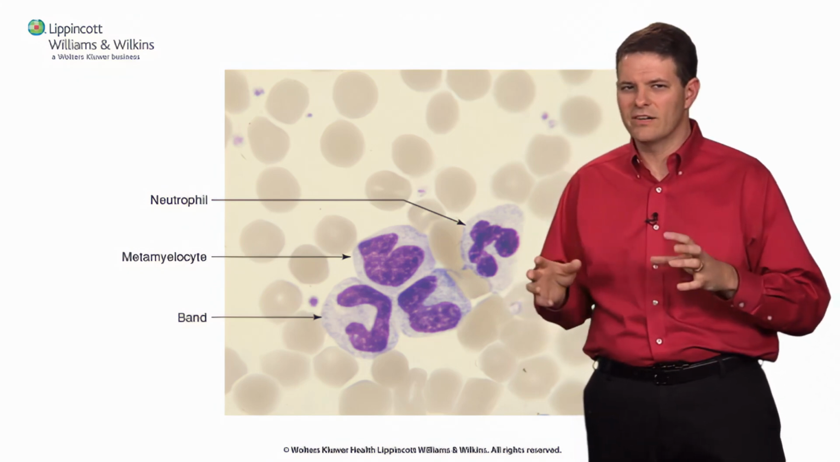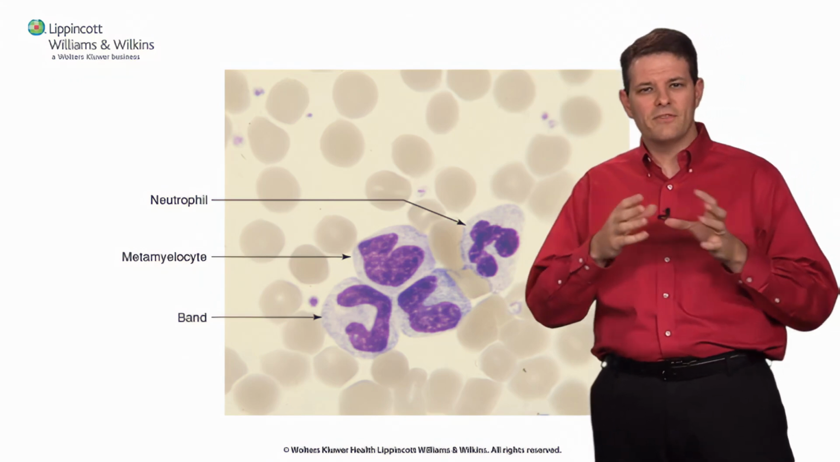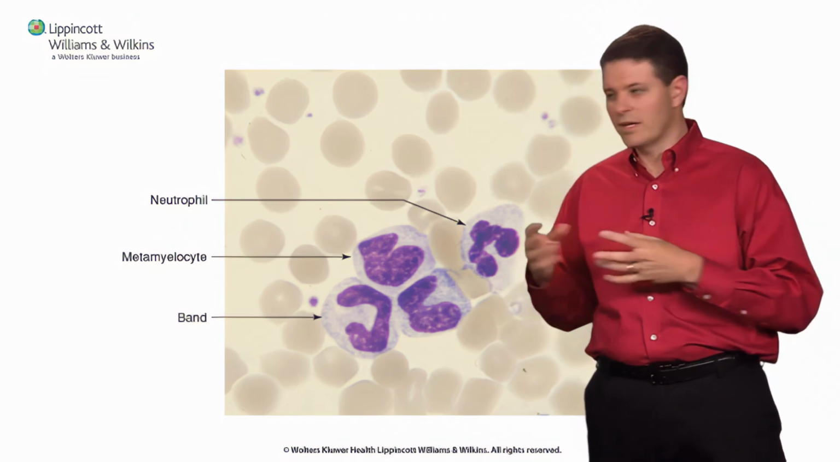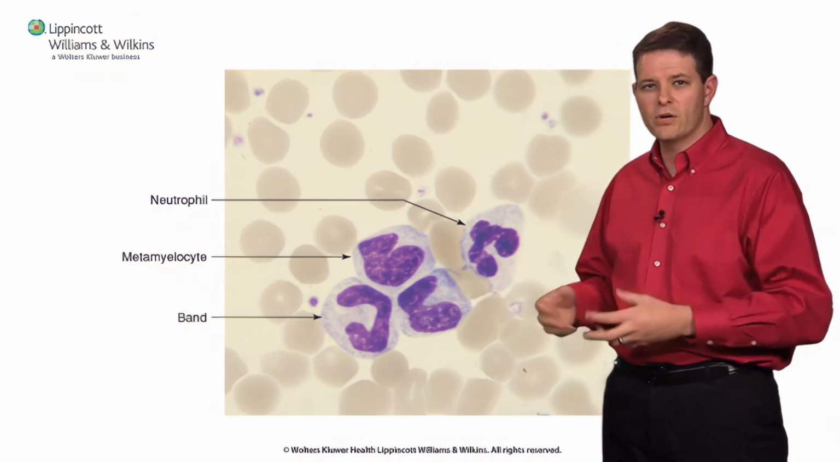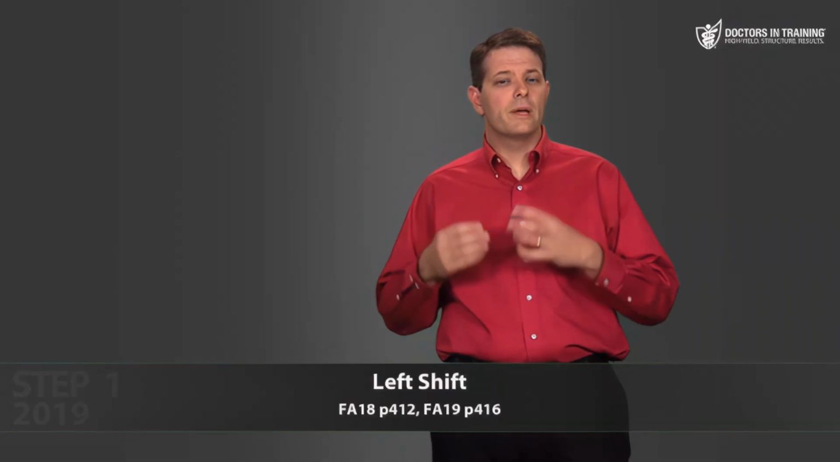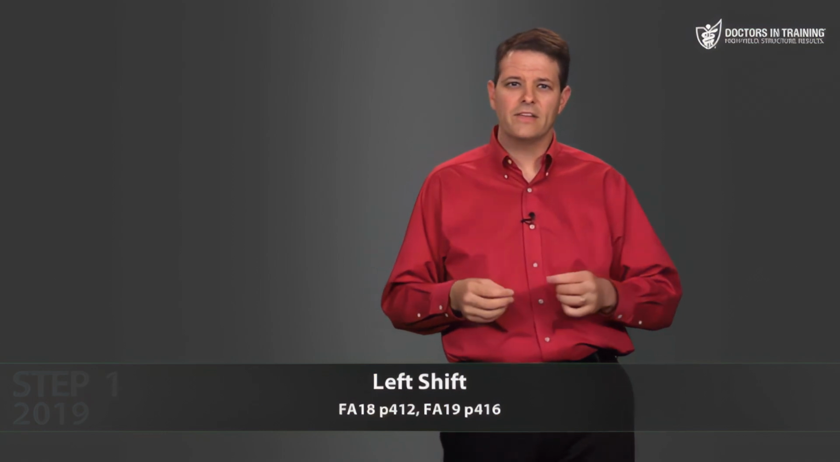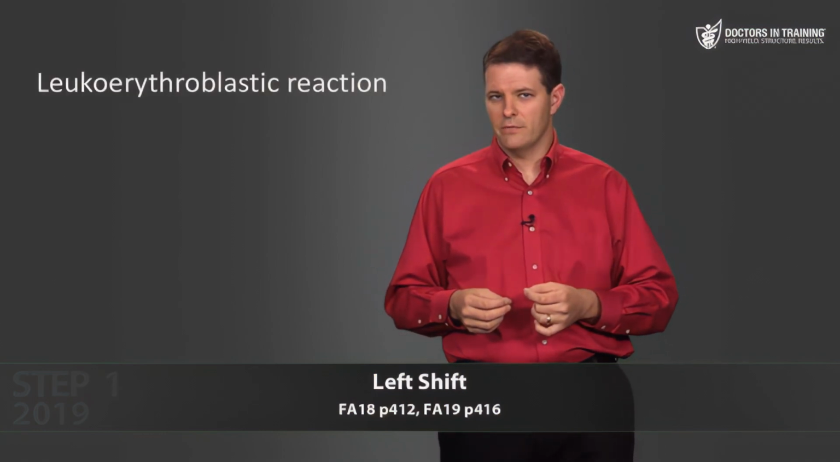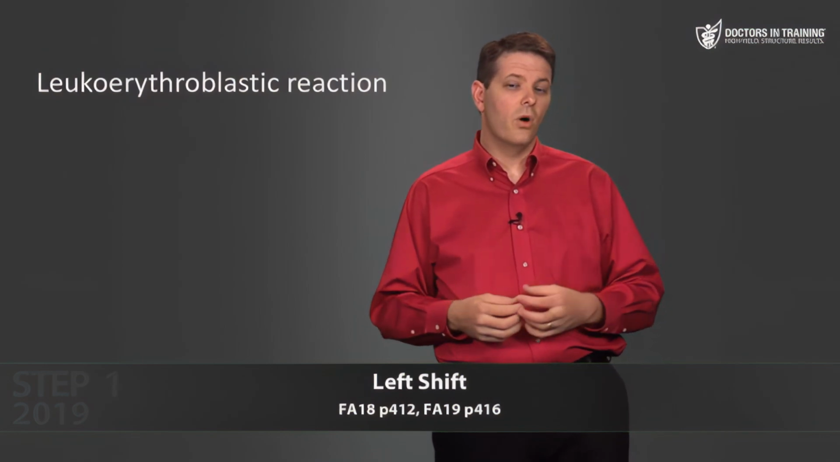Now, there are lots of conflicting stories about where that term left shift comes from, but I kind of like to think about the cells progressing from left to right as they become more mature, kind of like you see on this image. And then as the bone marrow pushes out more immature neutrophils in response to the infection or the inflammation, you see that the cells are shifted to the left. So if you see a shift toward immature neutrophils and immature red cells, so band cells and reticulocytes, that's called a leukoerythroblastic reaction. You might see this with severe marrow disease, like cancer in the bone marrow or myelofibrosis, or as a response to anemia.